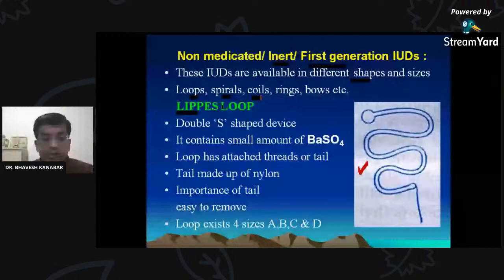Can you tell me why BaSO4? It contains a small amount of BaSO4. Can you relate why BaSO4 is there in the Lippes loop? What is the use of BaSO4? Why is BaSO4 added in the loop intrauterine device? Write down your answer in the box.